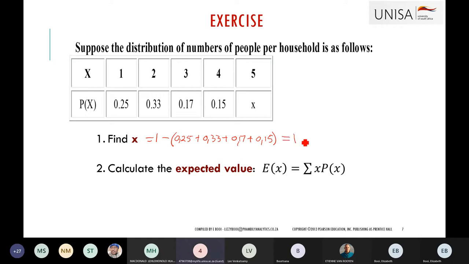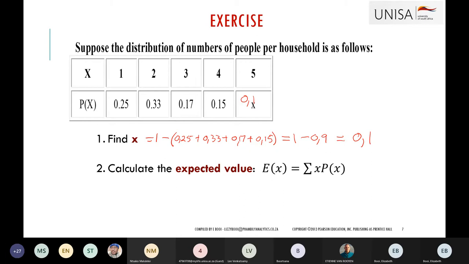Zero point nine. So that will be 1 minus 0.9, and your x will be 0.1. X will be equal to 0.1. Now, since we know what the value of x is, we can replace it there. It's 0.1. Calculate the expected frequency or the mean or the expected value.